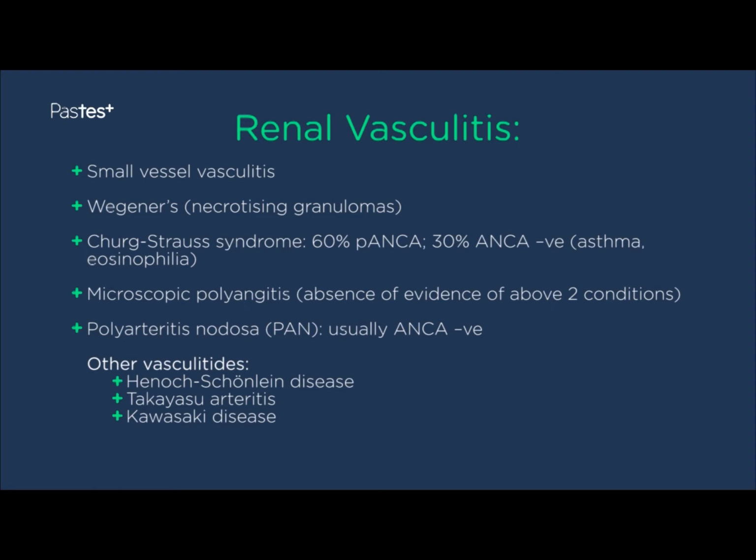Polyarteritis nodosa is a medium vessel vasculitis, which is usually ANCA negative and can be quite difficult to actually diagnose. And you'll be aware that these patients can present with non-atheromatous myocardial infarction and also gut infarction and infarction in any other organ system. And the hallmark abnormality would be seen at angiography with small microaneurysms in circulations. Other possible renal vasculitides include Henoch-Schönlein disease, Takayasu's arteritis, which of course is a large vessel vasculitis, and Kawasaki disease, which is noted in children.